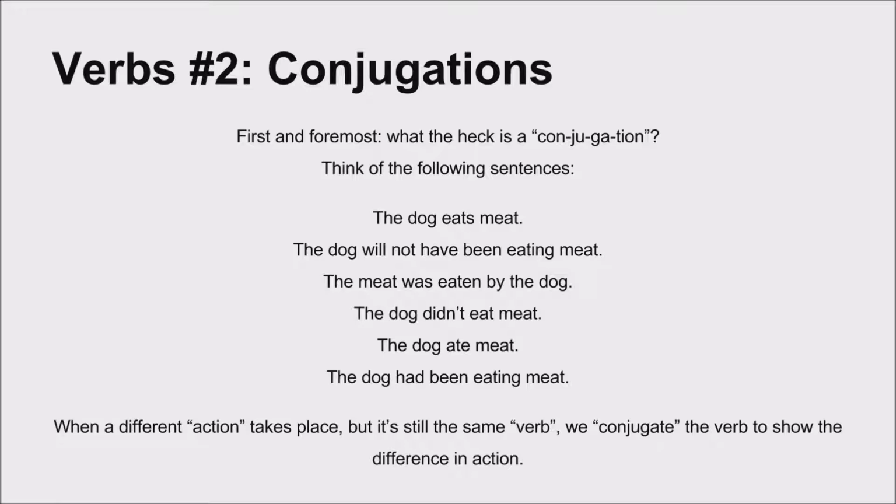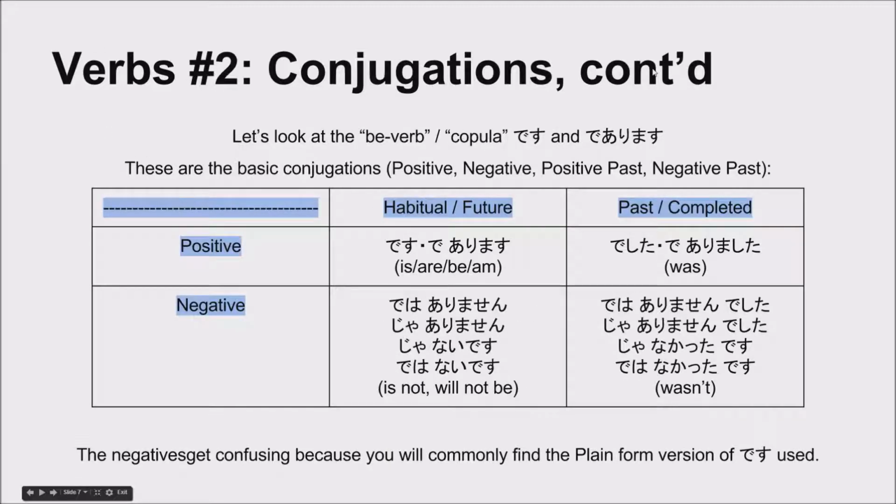Anyway, all of these things, the only thing that's different is what we did to the verb. Those are all sort of conjugations. When a different action takes place, but it's still the same verb, they're all eat, but the actions are different, we conjugate the verb to show the difference in action. We have to change what the verb does to differentiate the actual events that took place. In English, I would imagine in some languages they don't actually conjugate the verb, but in Japanese and English we do conjugate the verb.